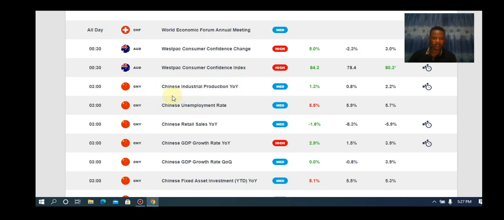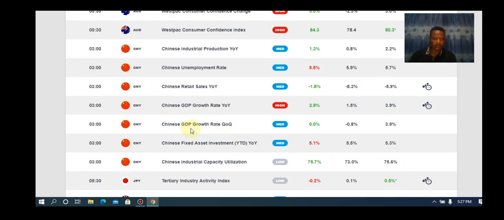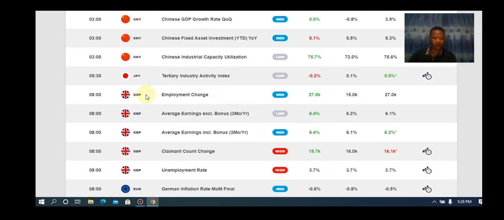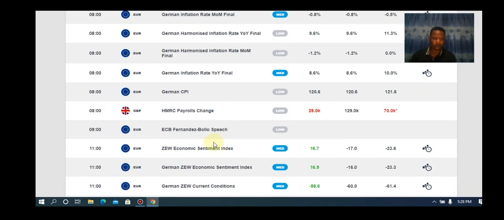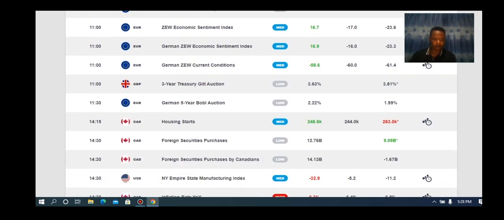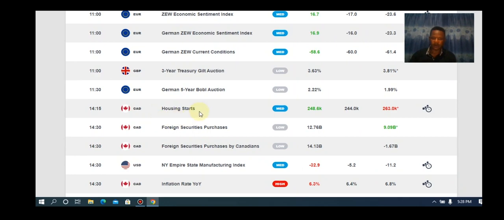For China, China industrial production, China unemployment rates, China retail sales, China GDP growth rates. For British, unemployment change, average earnings, climate change. For Euro, German ZEW economic sentiment. For Canada, housing starts, foreign security purchases by Canadians.